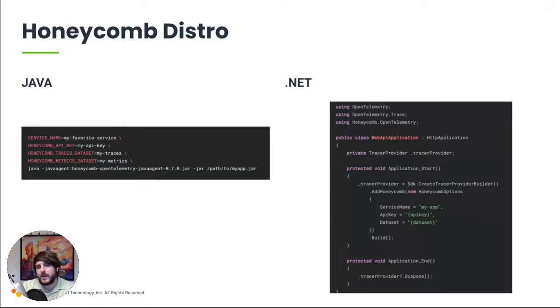For .NET, it's using an SDK on the application start, sending those three pieces of information, service name, API key, data set, and you're going to start getting .NET services and information. And then they're going to have some auto instrumentation, which I will talk about later.